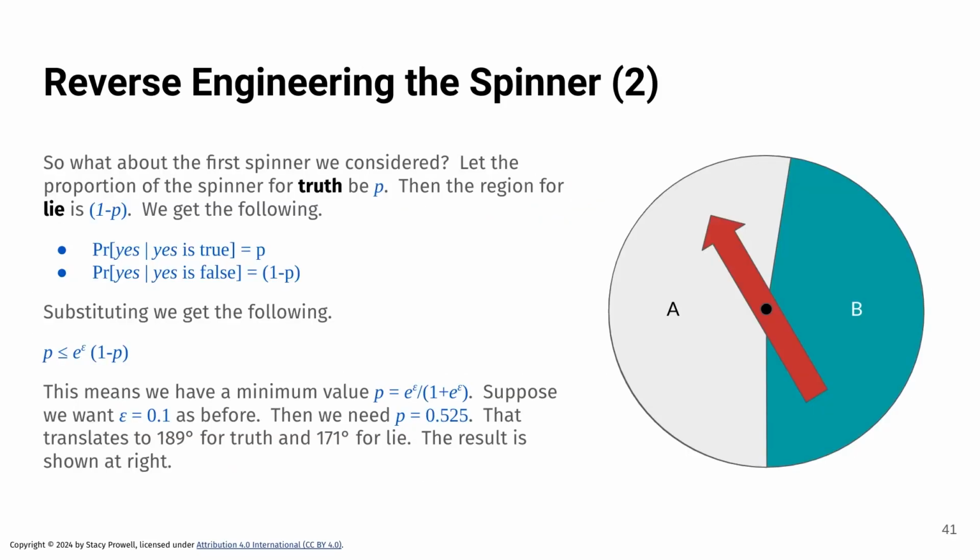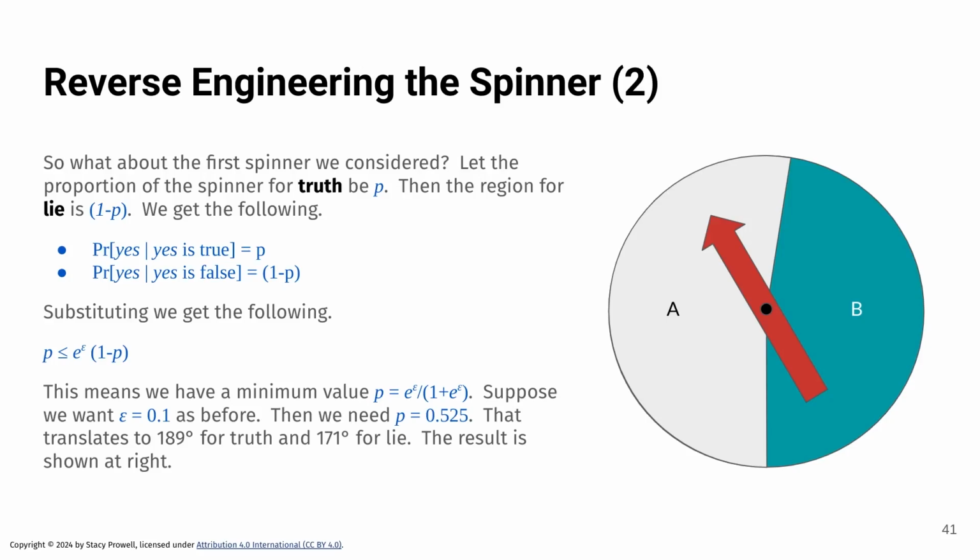We could try this with the other spinner. Remember the first spinner we ever looked at, the one where we had to do all the fancy math to get the maximum likelihood estimator. Okay? We have these two regions. In region A, you tell the truth. In region B, you lie. So I spin the spinner, and I say, are you a member of the Communist Party? And I answer yes. What happened? Did I land in A and tell the truth, or did I land in B and lie? Again, I want to be epsilon differentially private.